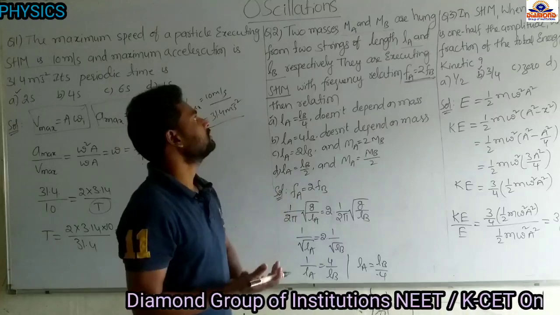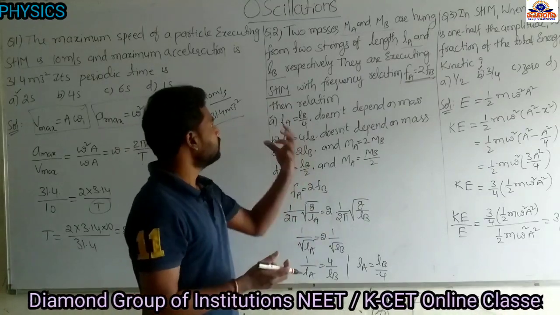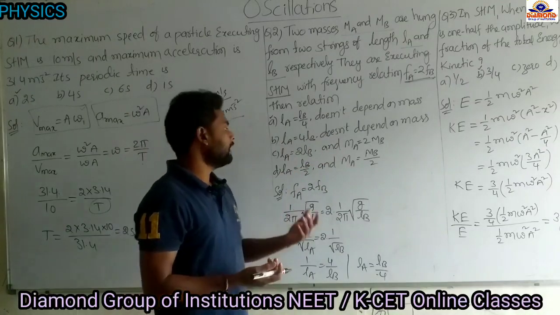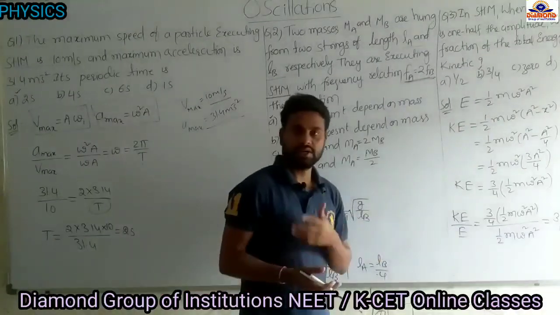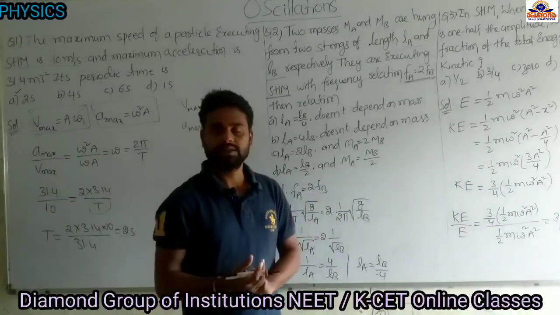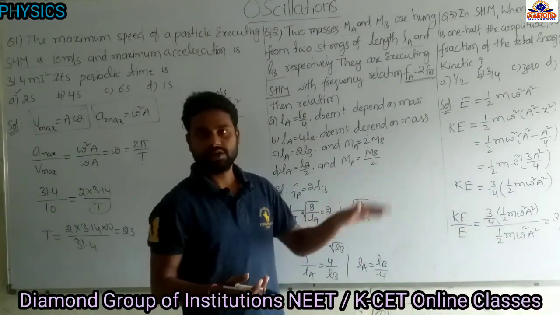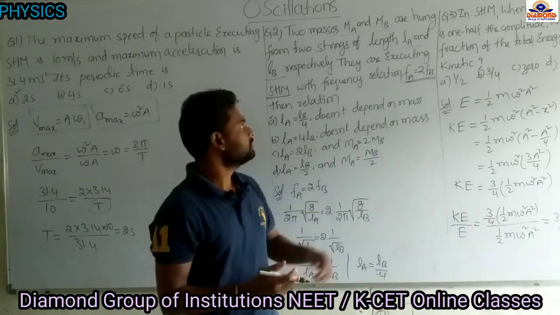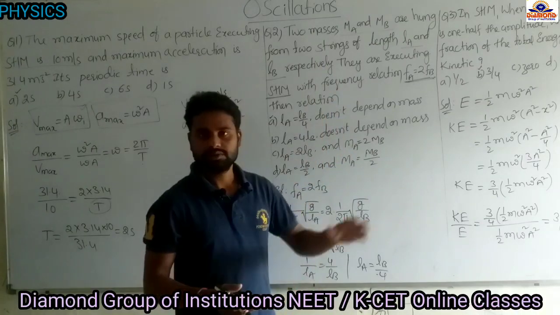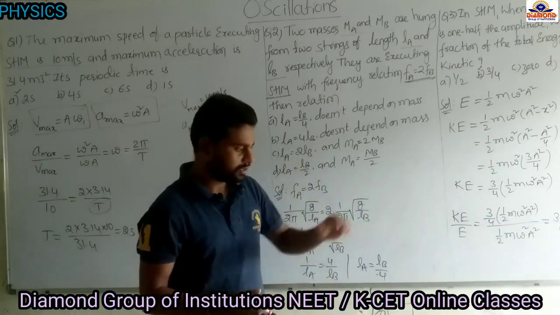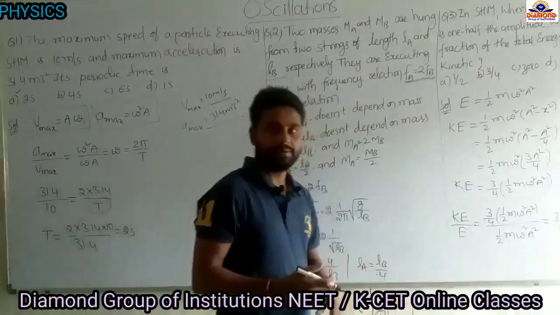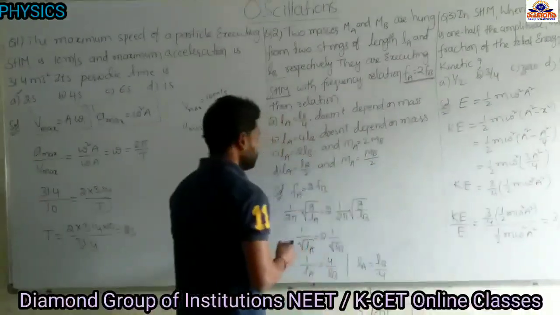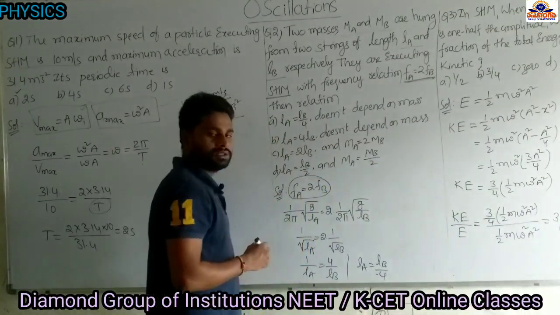Here masses MA and MB are hung from strings and are making simple harmonic motion. Already we know the frequency or time period of oscillation does not depend on the mass of the body when it is doing simple harmonic motion. In the spring mass system it will depend on the mass, but here it is just hung by a string, so it does not depend on the mass. So we have to use this relationship FA equal to 2FB.